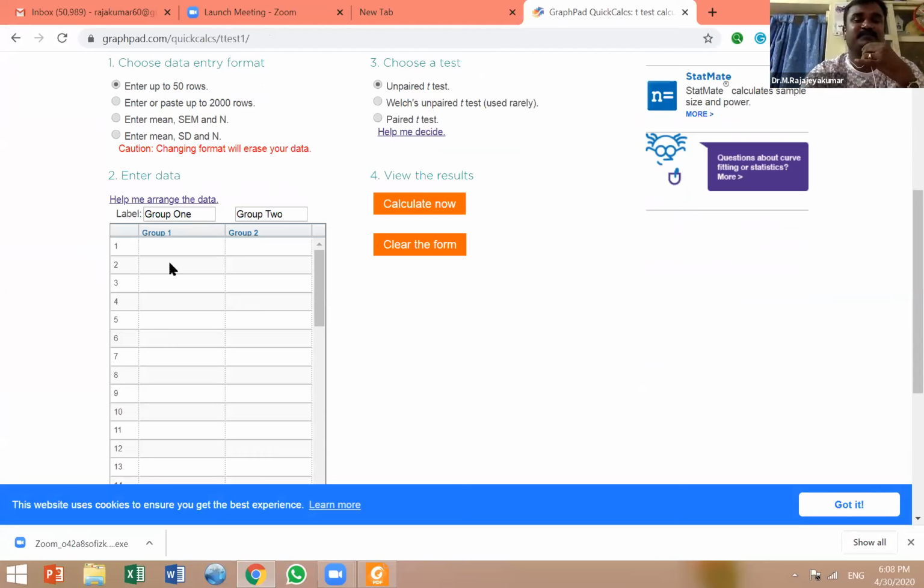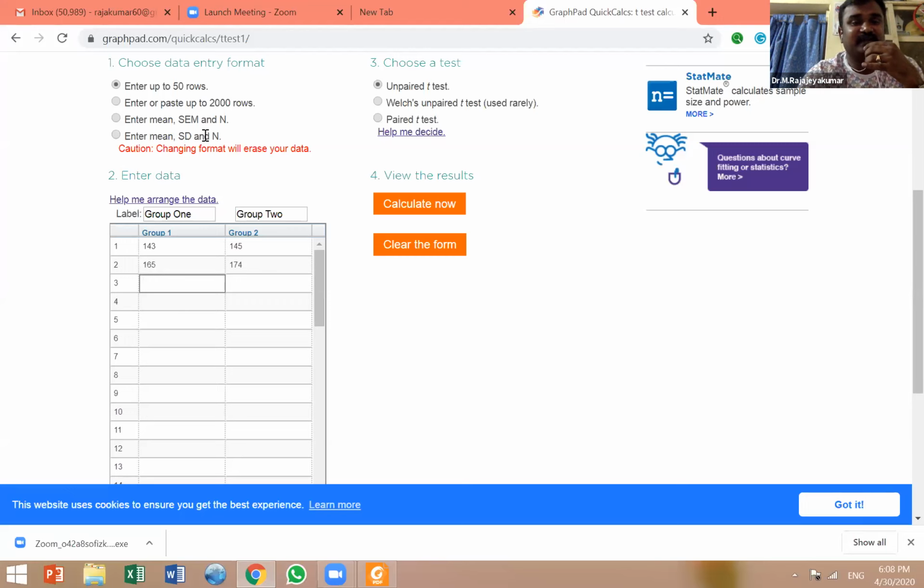Okay. For example, I am typing height 143. Group 2, 145. Sorry, 145 like this. You have to enter all the data. 165, 174. So like this you have to enter all the parameters of the particular height, meaning all the heights of group 1 and group 2, you enter it.